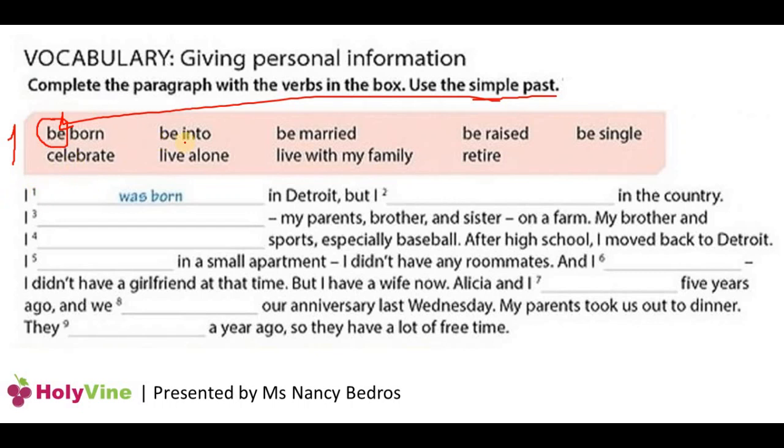Be into. Be into something means you like doing something. Be married. Be raised. Raised means you grow up in a certain place or with certain people. It depends on the situation. Be single. Celebrate. Live alone. Live with my family. Retire. Retire means you're not working anymore because you're older now. You're 60, 65, something like that. Okay.